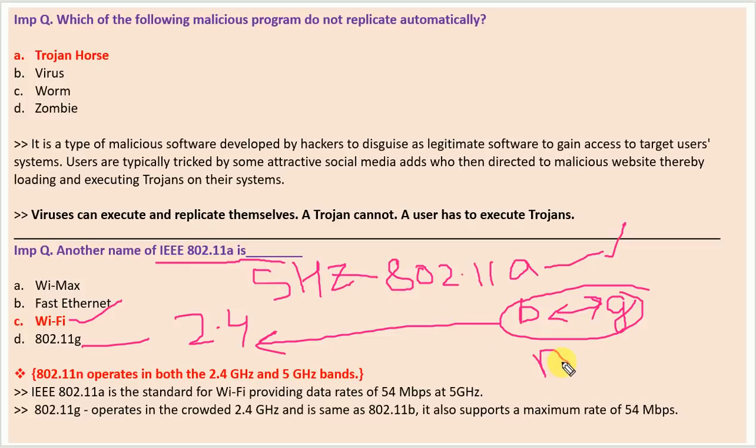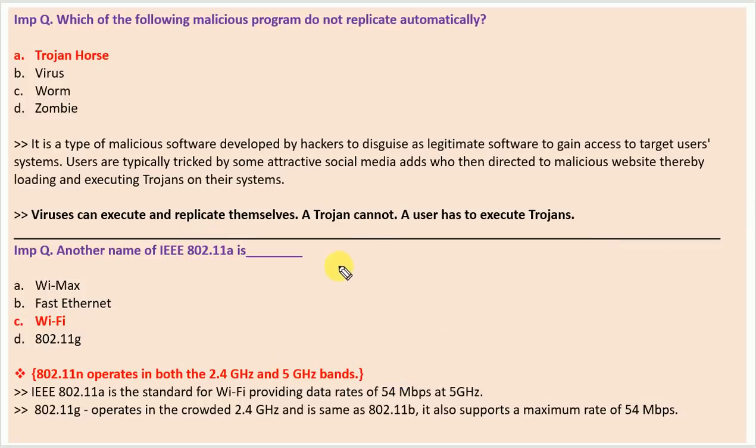And 802.11n is a new technology. Basically, it operates in both 2.4 and 5 gigahertz. So hope now you will have a better understanding of all the standards related to Wi-Fi. Again, I am telling you, there are many standards related to Wi-Fi, but all fall under the category of 802.11. But in 802.11, 3 to 4 categories are there.